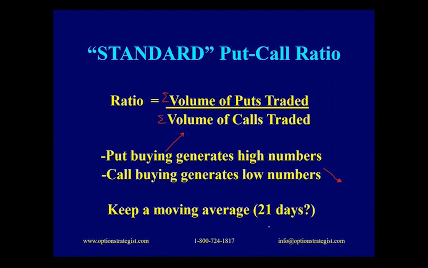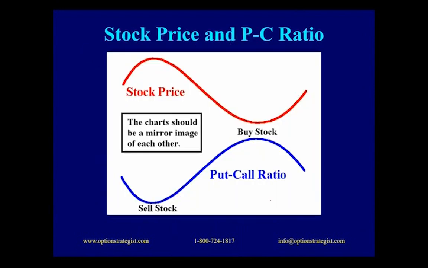We smooth it out using a 21-day moving average. Why 21 days? Well, just in case there's something to Fibonacci. But you do need to smooth it out a bit because the numbers are quite volatile in the series of daily put call ratios. So in theory, this is what you should have.